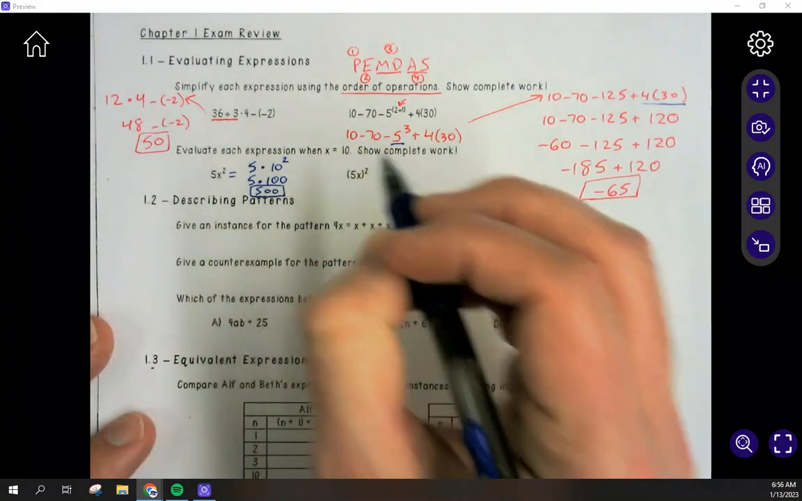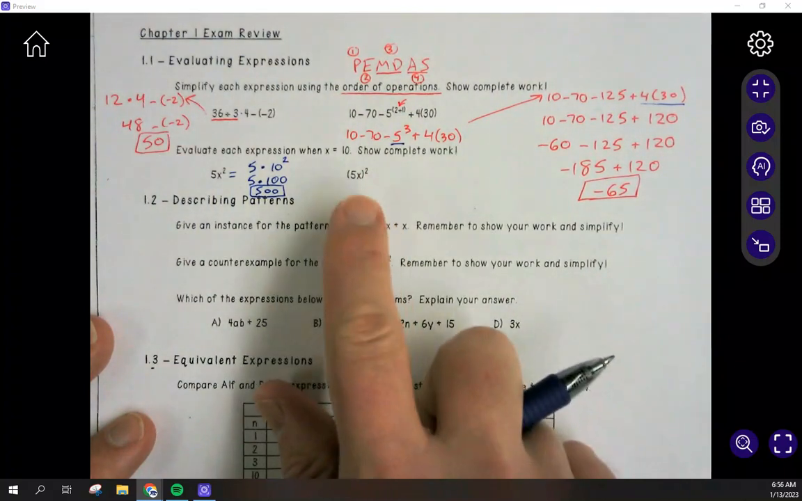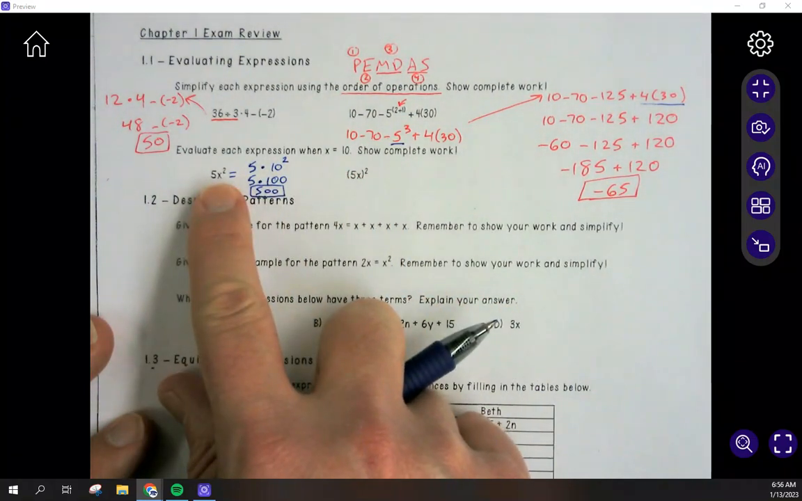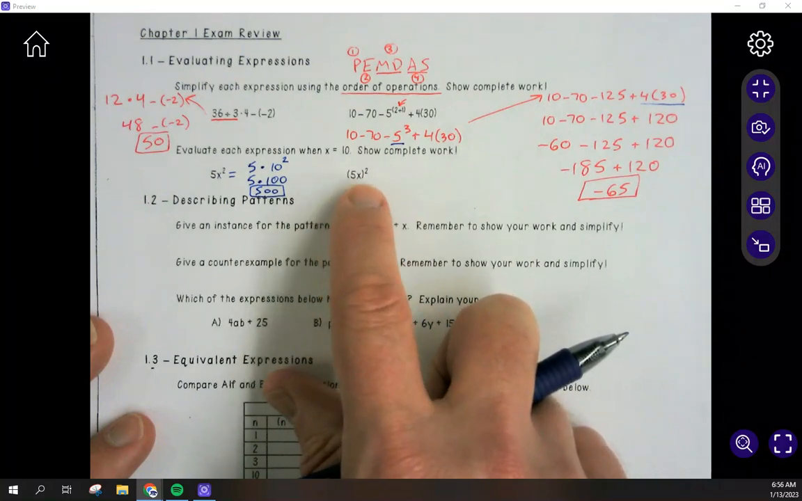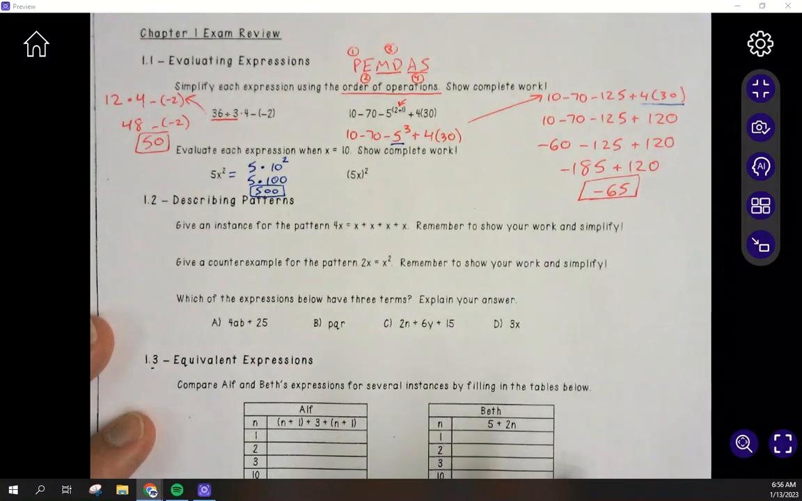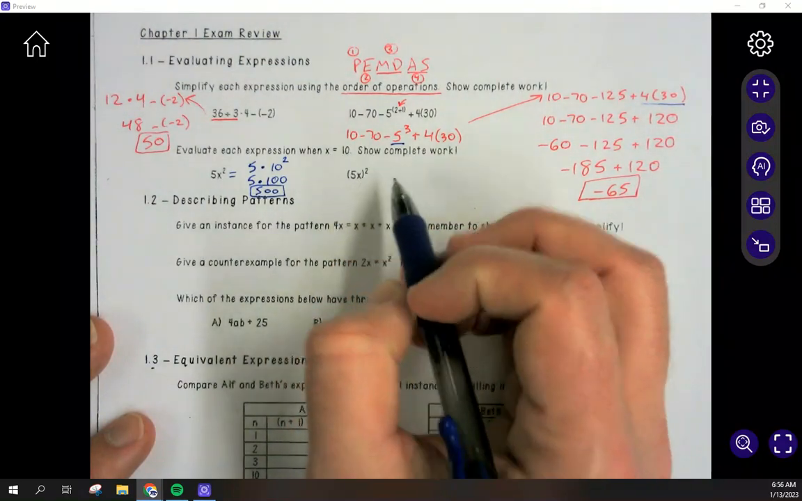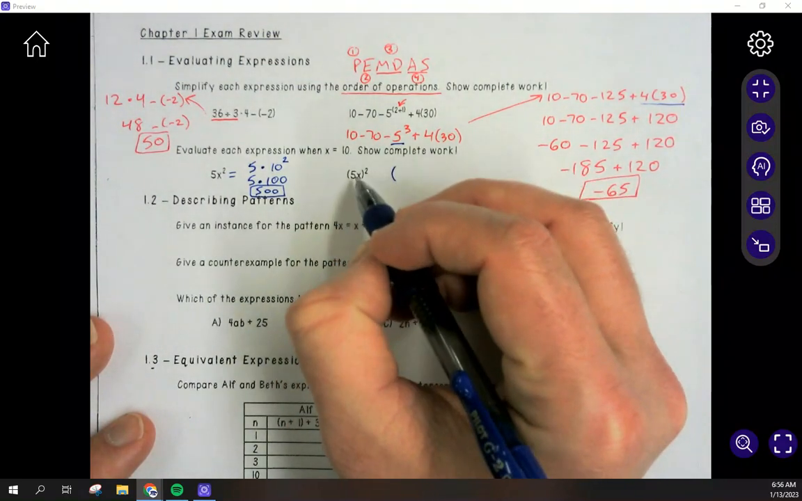And my answer is 500. Okay, second one looks similar, right? 5x squared, and I still have a 5x and a squared, but I've now got parentheses around that, which will change things. Okay, so I'm still plugging in 10. So here's what this is going to look like.